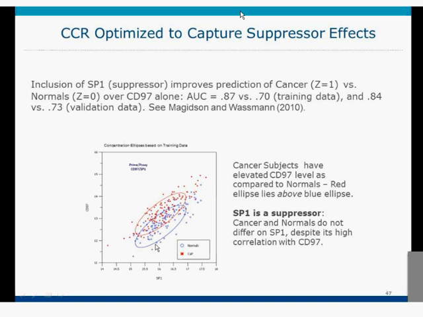So what happens is that SP1 is highly correlated with CD97. You can see that they're correlated because that occurs for both normals and cancer patients by the scatter plot here has the upward sloping slope. So positively correlated, but what's happening is that SP1 is predicting a portion of CD97 that's irrelevant and excluding it from the regression.